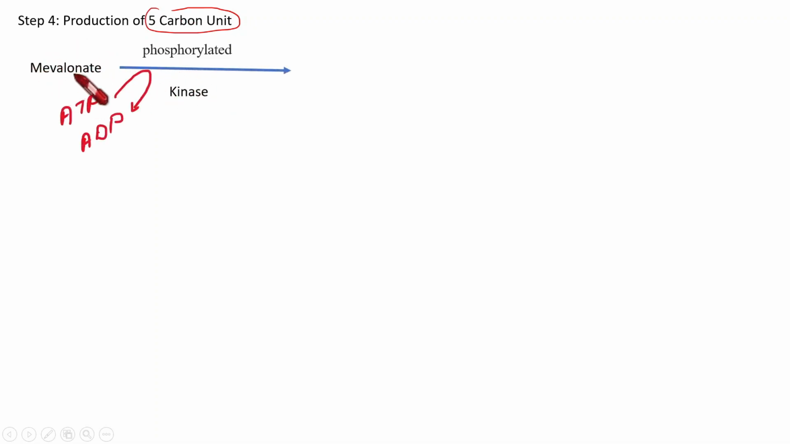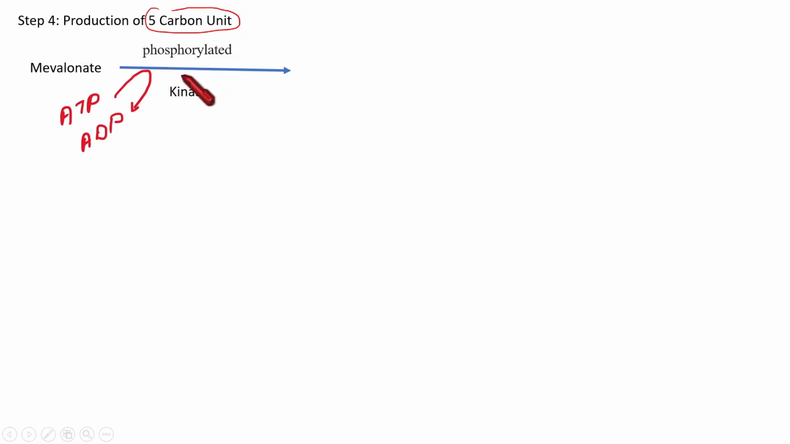Mevalonate undergoes a series of three steps of phosphorylation. It is happening to which compound? This mevalonate. Mevalonate undergoes phosphorylation in 3 discrete steps and helps in the formation of a 5-carbon unit. That's what we are going to see. This is the first step, phosphorylation.